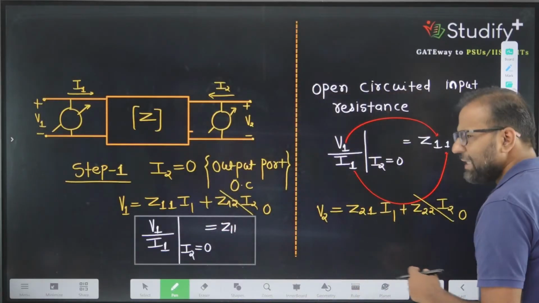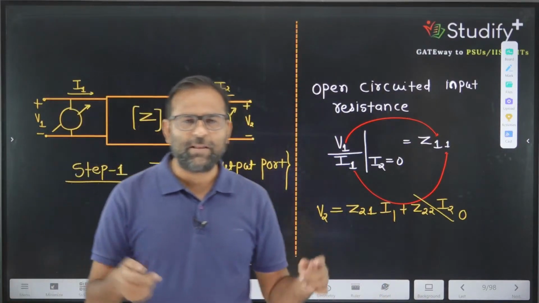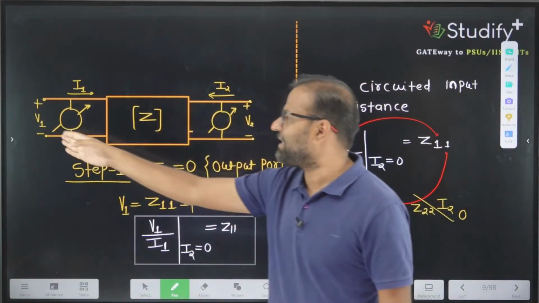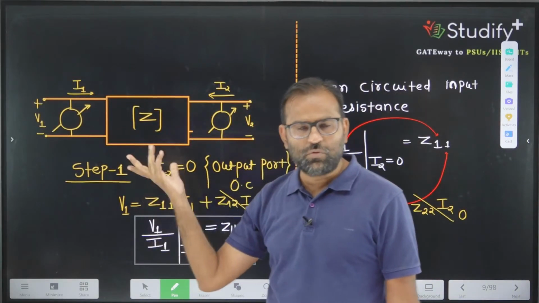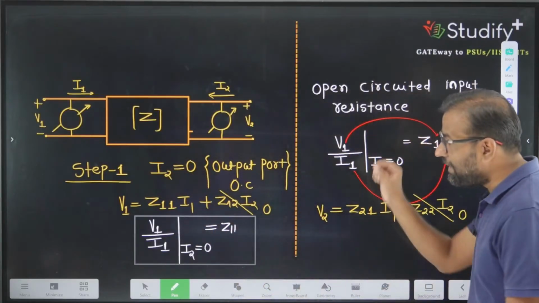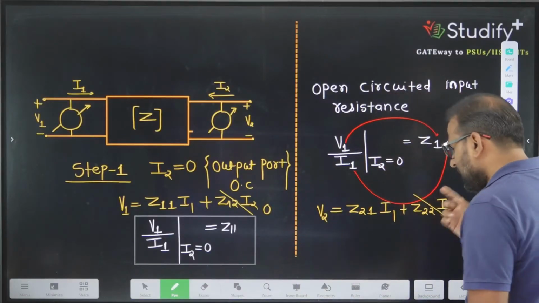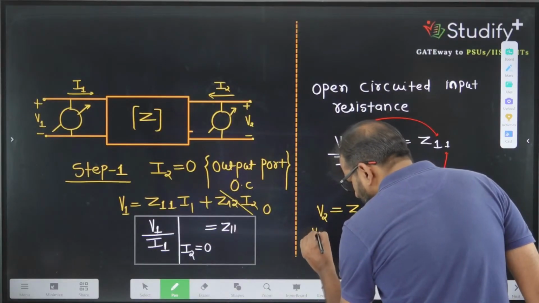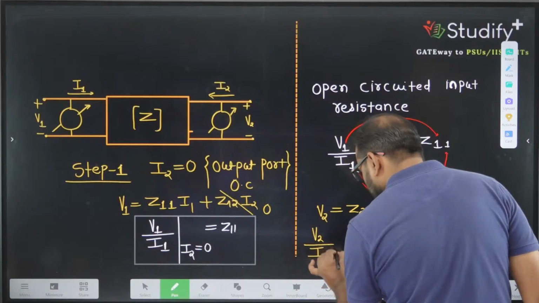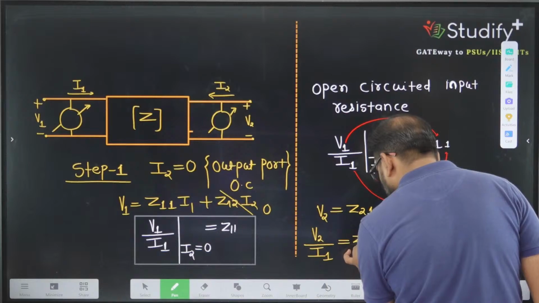So can I say, and you can select any value of I1. These are not variables. When you supply, it means you are doing this using some source generator, and measuring V1 and V2 with a voltmeter. So you can select any value of I1, 1 ampere, 2 ampere, 3 ampere, any ampere is fine. And what we can say is V2 divided by I1, that parameter is known as Z21.